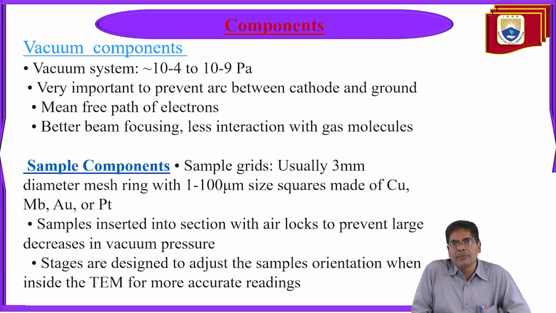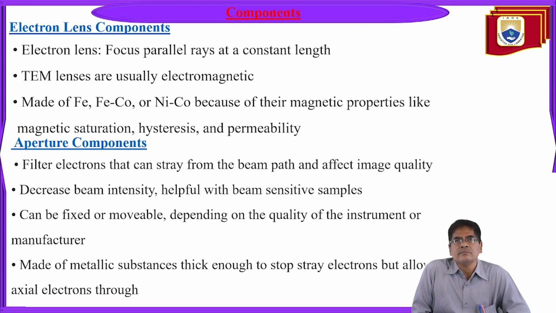Sample components are sample grids, usually 3 mm diameter mesh with 1 to 100 micrometer size pores, made of copper, molybdenum, gold, or platinum. Samples are inserted into the column with air locks to prevent a large decrease in vacuum pressure. Stages are designed to adjust the sample orientation when inside the TEM for more accurate readings.